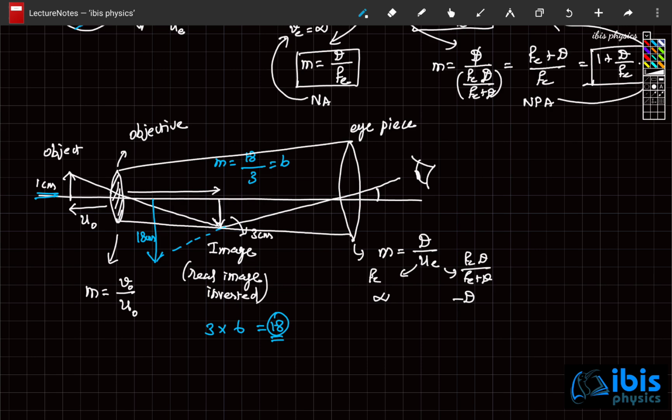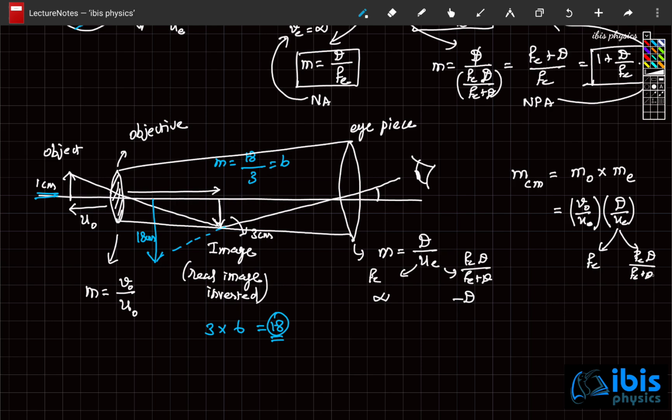So the magnification produced in the case of a compound microscope is the magnification produced by the objective multiplied by the magnification produced by the eyepiece. The magnification produced by the objective is V0 by U0. The magnification produced by the eyepiece is D by UE. So this UE could be FE, or this UE could be FE D by FE plus D.